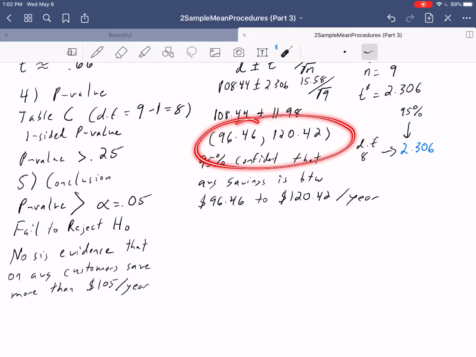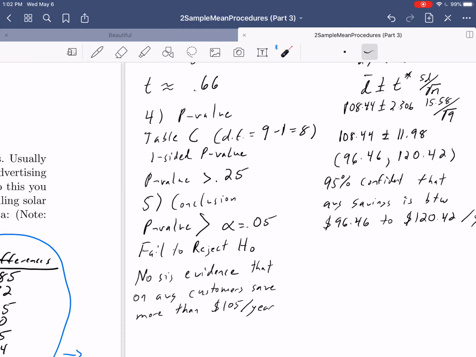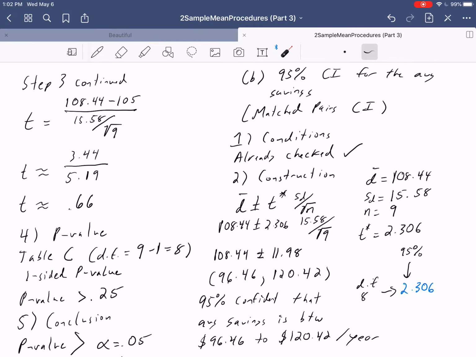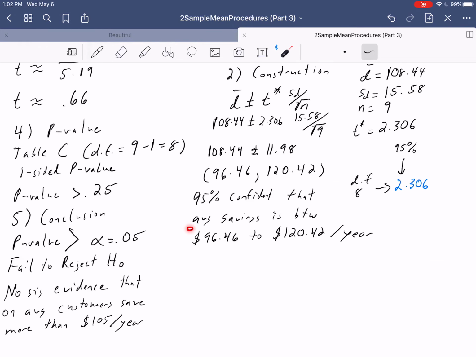So these two procedures, even though they're different, do show agreement. What this is basically telling us is that we would be confident in telling our clients that on average, people save between $96.46 to $120.42 per year using their panels. Does that mean that 95% of people save this amount of money? Certainly not. Even in our tiny sample, there were people who saved less than that and people who saved more than that. Our point is that this is our 95% confidence interval for the average savings, not for what individuals will experience, but for the average of all of our customers together.